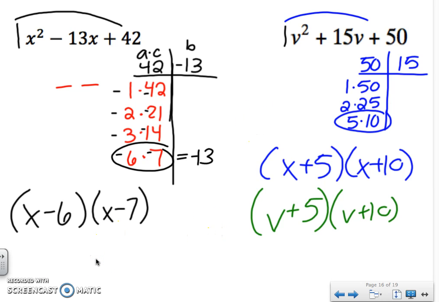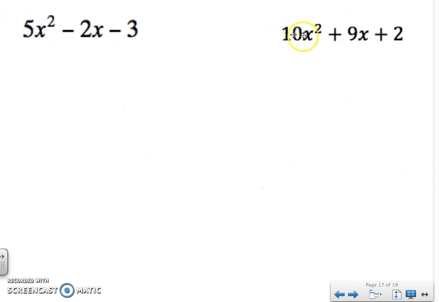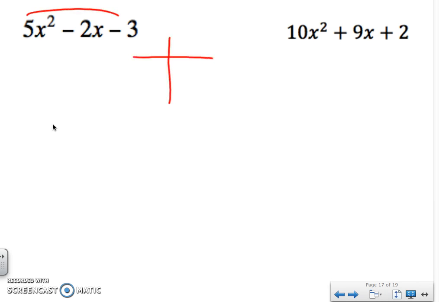All right, one last way is the non-shortcut way when you have a number in front. So when you have a number in front, you've got to bust up the b's. So the first thing you do is multiply a times c. 15 times negative 3 is 5 times negative 3 is negative 15. And then your b term is a negative 2.